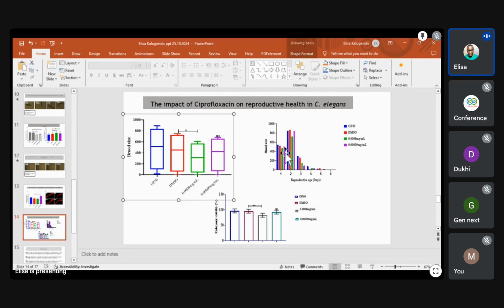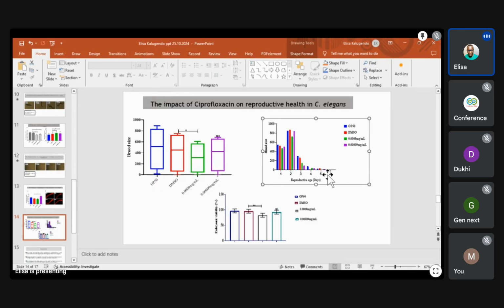Then we went to study the reproductive age. As we transferred the parent animals from one plate to another and counted the brood size, we found that at the lowest concentration, the reproductive age was not affected. It went up to 5.5 days or to a maximum of 6 days. We could still observe animals laying embryos, still giving more embryos.